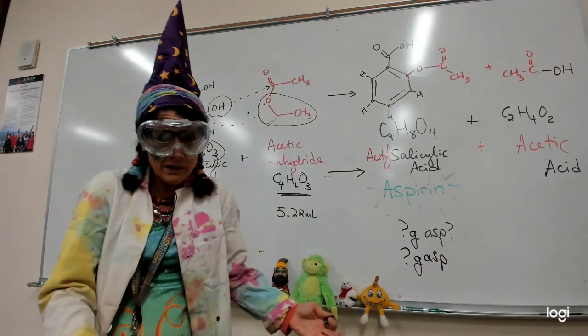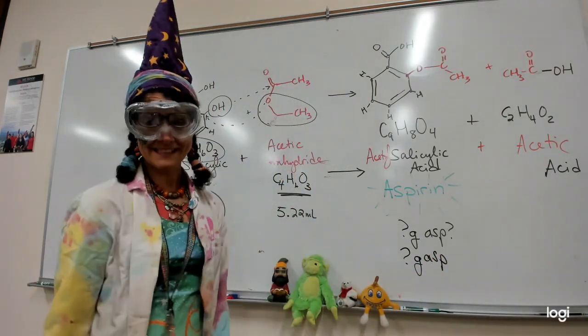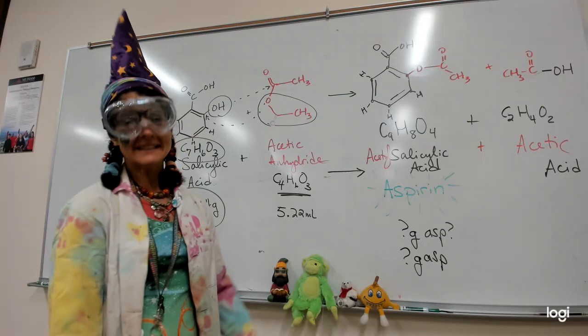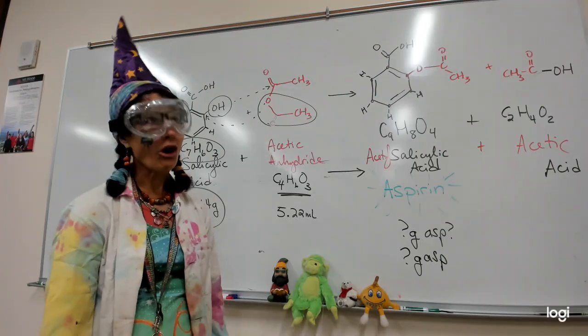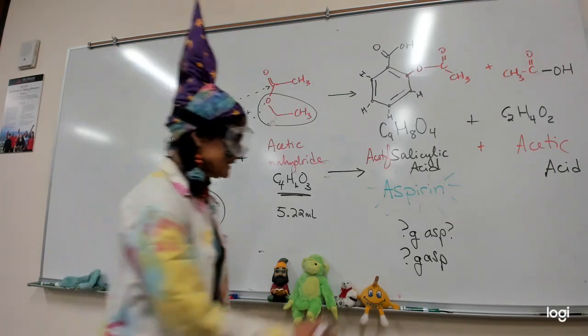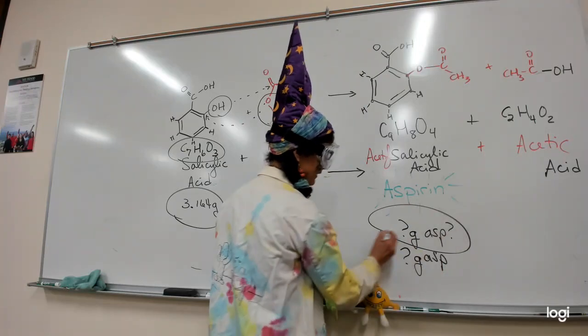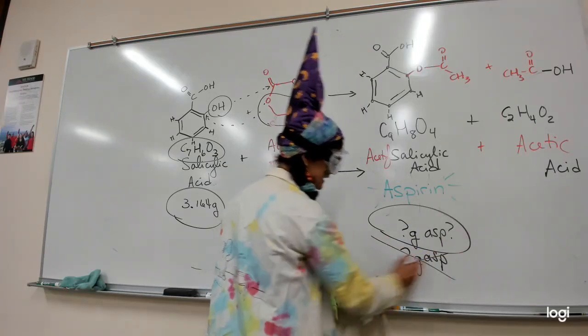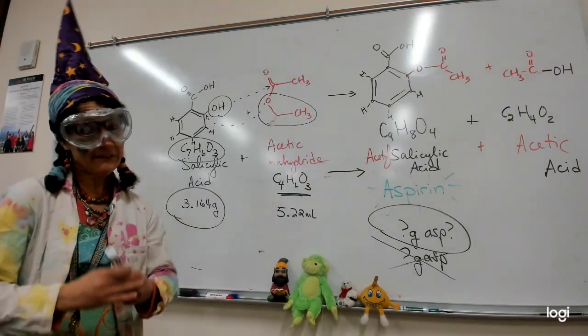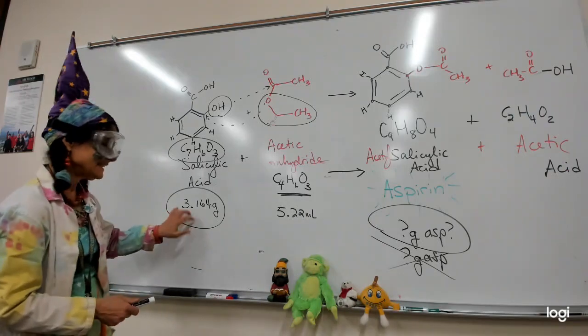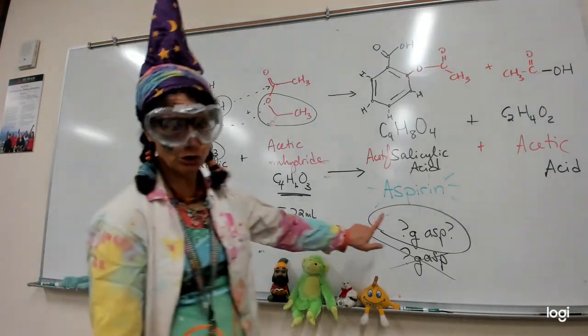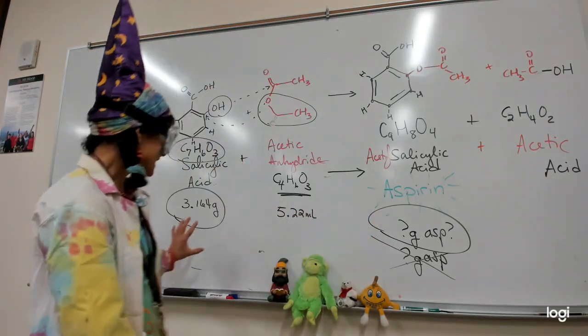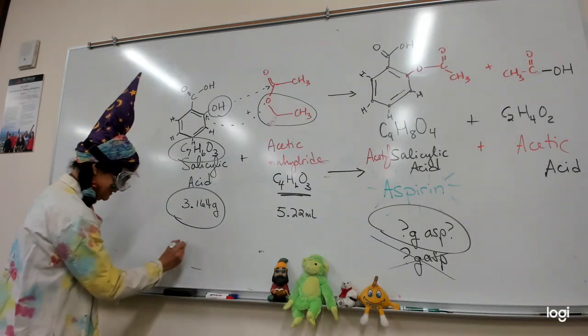Now, only one of them is going to be right. It's the limiting reactant. The smaller one is always going to limit you. So we pick the smaller one, we give it a big hug, and we cross the other one out. If you're doing this right, salicylic acid should give you the smaller mass. This should be our limiting reactant.